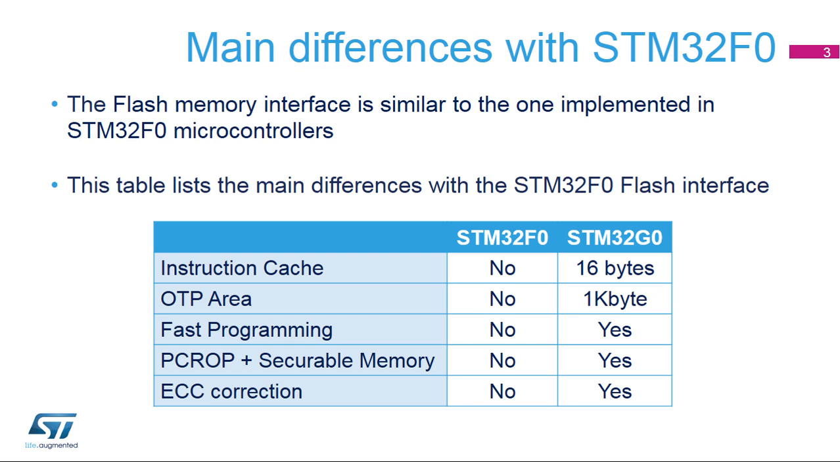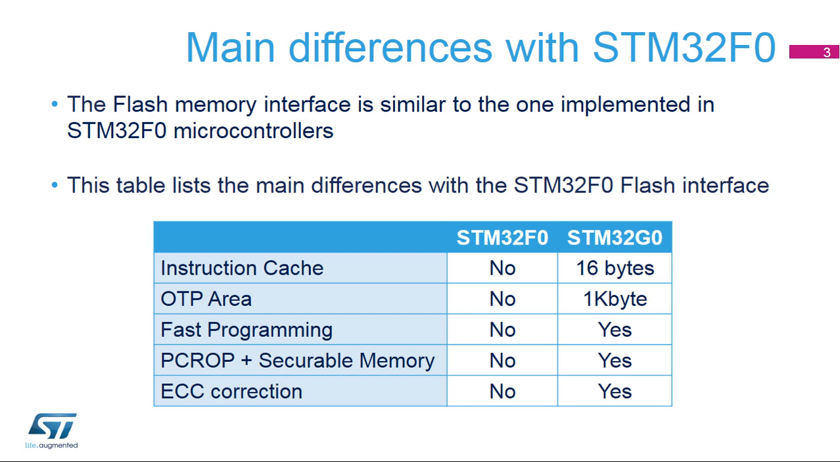PCROP stands for Proprietary Code Readout Protection, which protects the code by only allowing the execution from flash memory, but not reading or writing. Securable memory cannot be called from non-secure areas. It's typically used to perform a secure boot with image authentication.